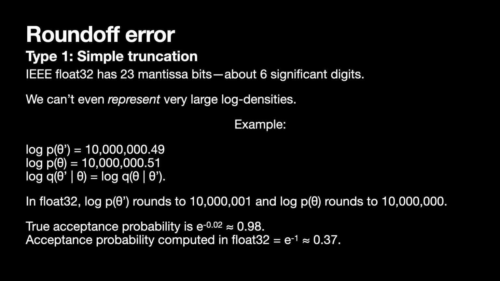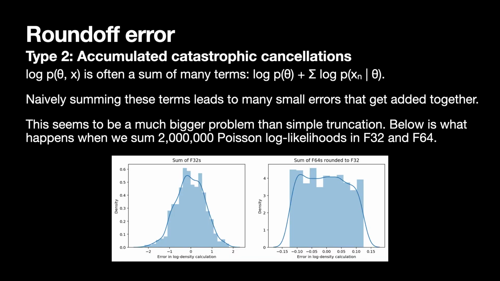But I think the bigger issue is accumulations of catastrophic cancellations. So if we're doing Bayesian inference, often we're interested in this log joint P of theta and x, which up to a constant is the same as log P of theta given x. And often that's a sum of many terms, right? A log prior plus a sum of log likelihoods for each of these xn's. Now, naively, summing these terms leads to each time we do an addition, there is a little round-off error, and those many little round-off errors wind up getting added together, and they can actually accumulate into much bigger round-off errors. And this seems to be a much bigger problem than simple truncation.